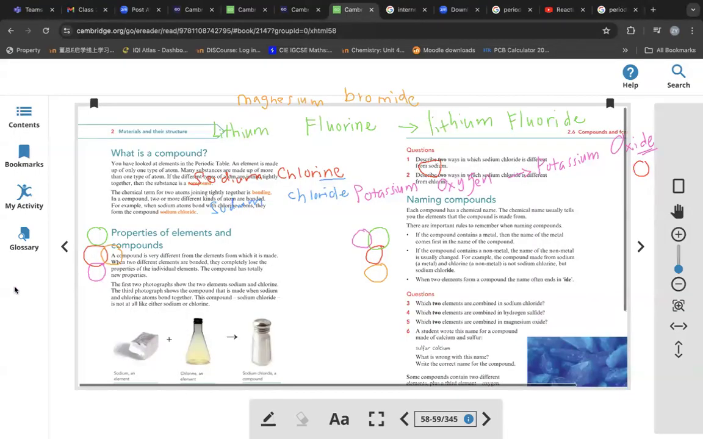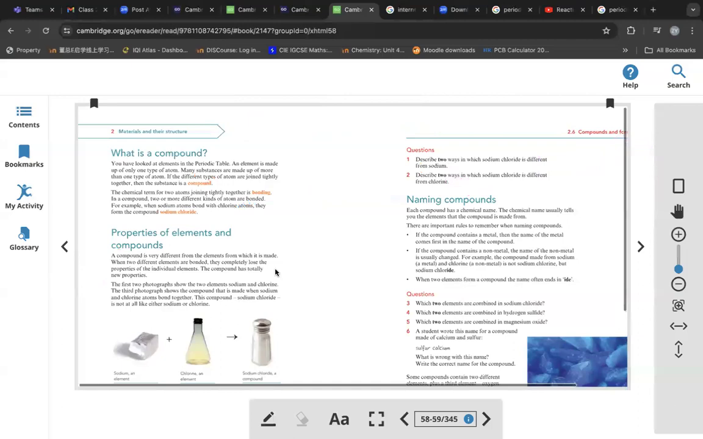Okay, I clear the screen first. I think question 3 you know how to do. Can you tell me the answer? Question 3. Which two elements are combined in sodium chloride? Sodium and chlorine. Okay, number 4. Hydrogen sulfide, so it's actually hydrogen and sulfur, correct? Correct. And then for number 5, magnesium and oxygen. Yes, very good.